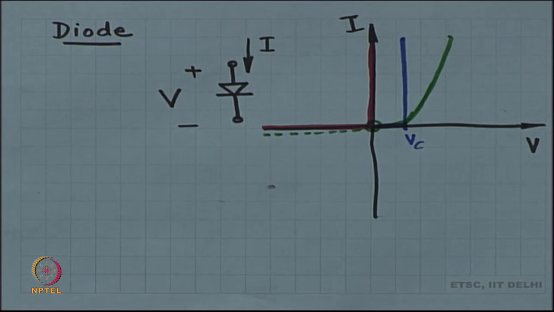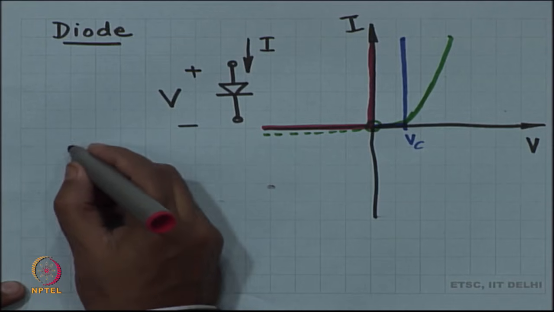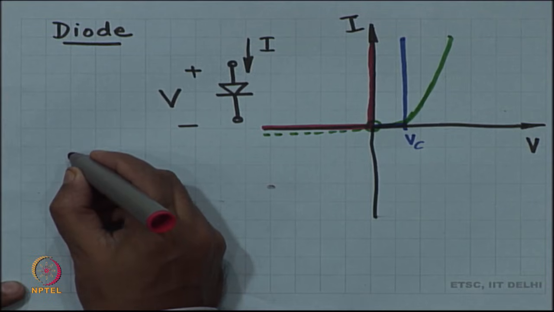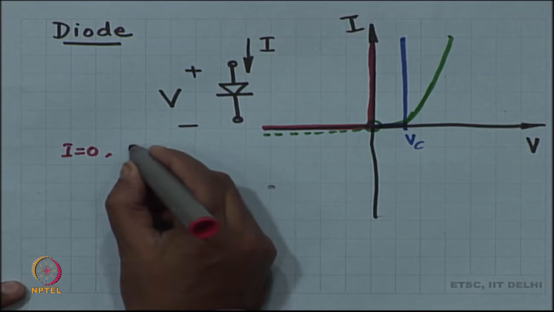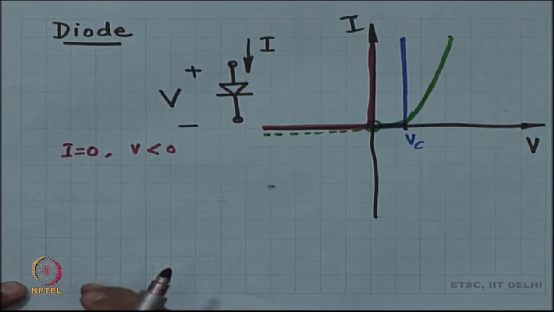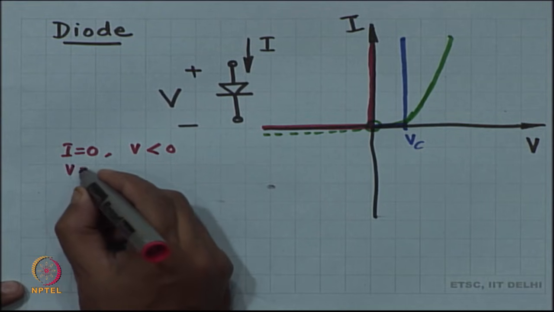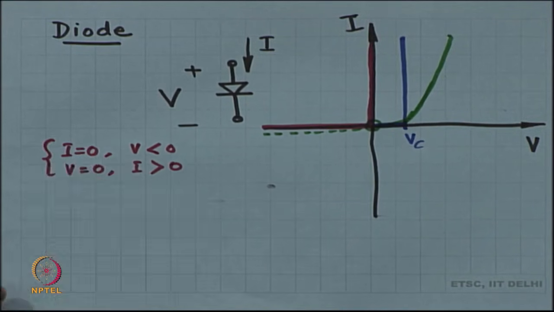So, the first level of abstraction, the red curve, is what? The red curve can be mathematically expressed as I equal to 0 when V is less than 0 and V equal to 0 when I is more than 0. So, this is the first graph, the first abstraction. This is what I wanted to buy, this is the ideal diode.